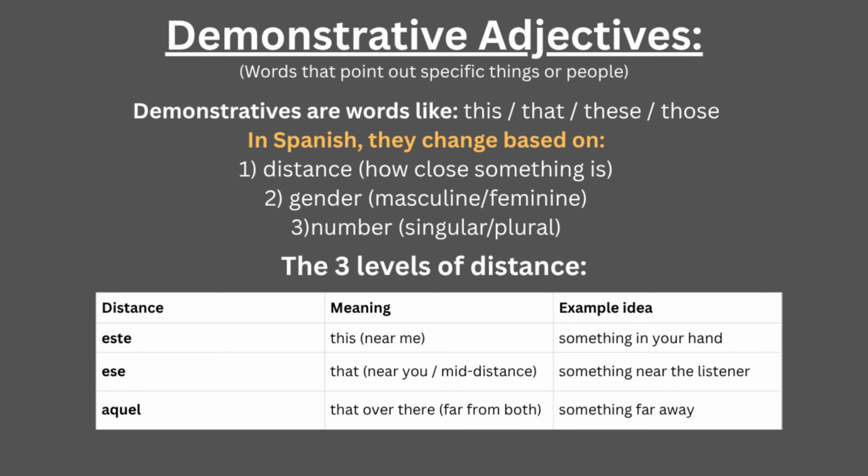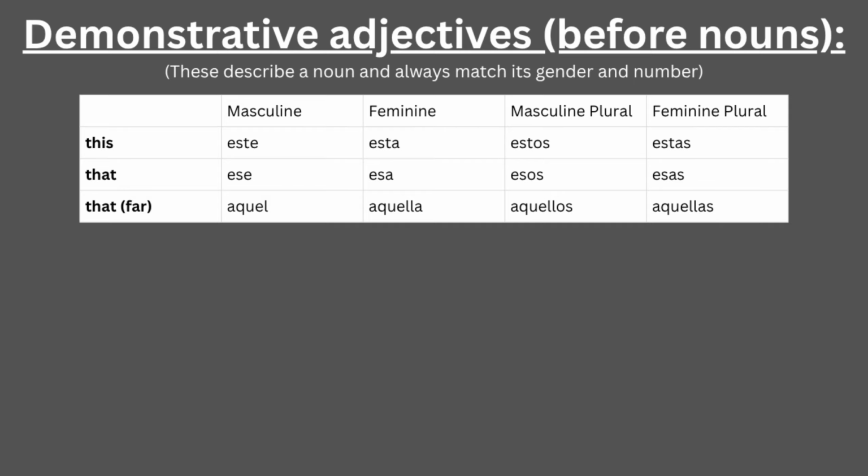Este, this near me. Ese, that near you. And aquel, that over there. Considering adjectives, these describe a noun and always match its gender and number. Este, esta, estos, estas. Ese, esa, esos, esas. Aquel, aquella, aquellos, aquellas. The key idea is that adjectives come before nouns and agree with them.